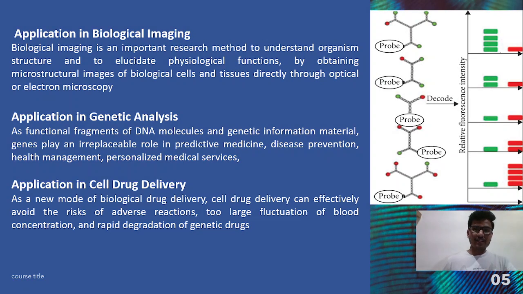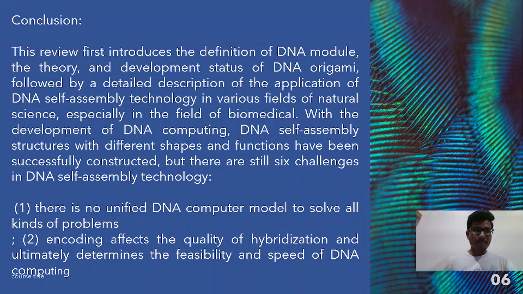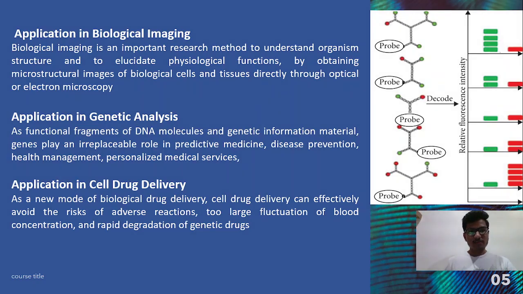Next, it has applications in biological imaging. Biological imaging is an important research method to understand organism structure and to elucidate physiological functions by obtaining microstructural images of biological cells and tissues directly through optical or electron microscopy. Next, it has applications in genetic analysis. As the function of fragments of DNA molecules and genetic information material, genes play an irreplaceable role in predictive medicine, disease prevention, health management, and personalized medical services.